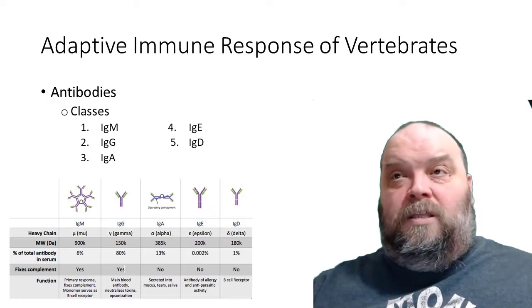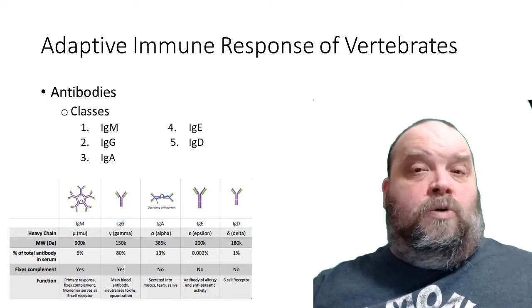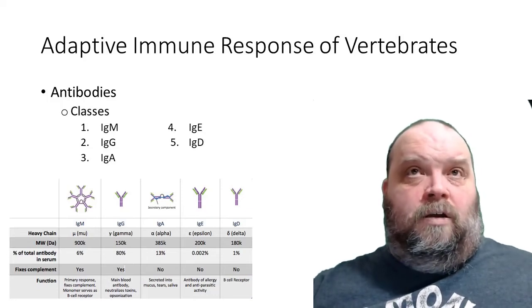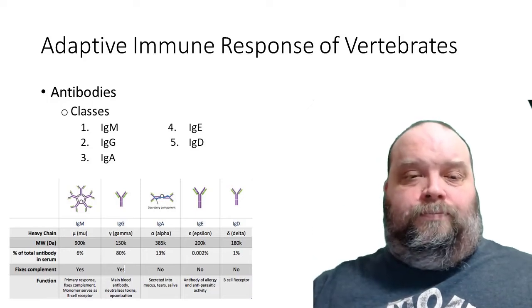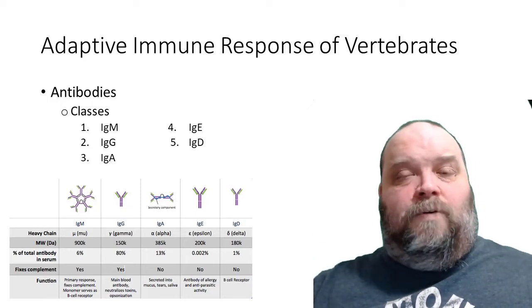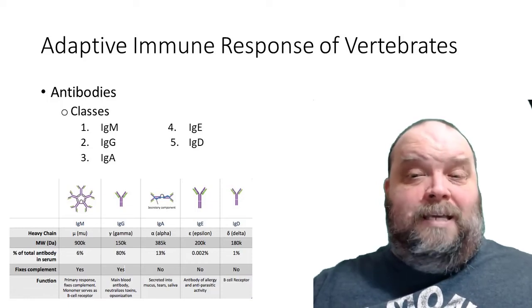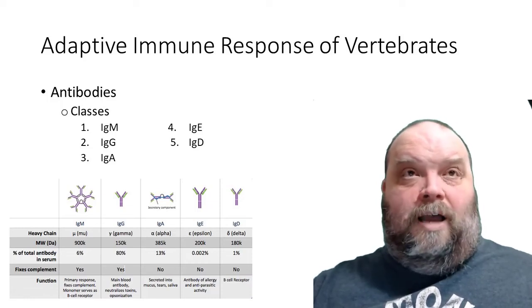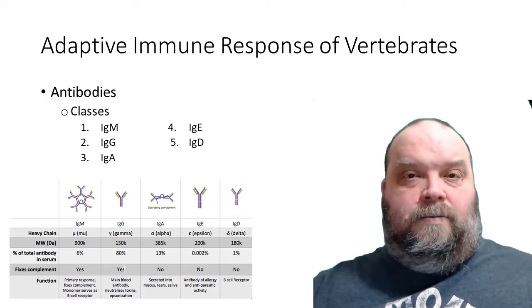Is it going to be in the blood? Is it going to be in the tissues? It has to be something that has to be secreted across the membrane or a mucous membrane, like in your tears or your saliva. Different classes have different roles because of their different shapes, which is based on the why we talked about in the last couple of slides.